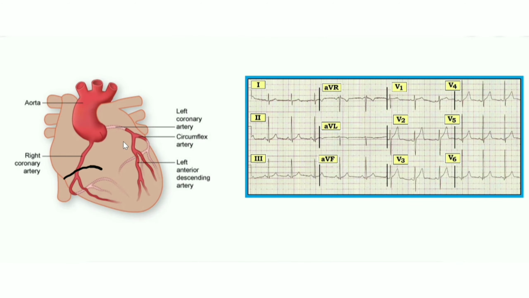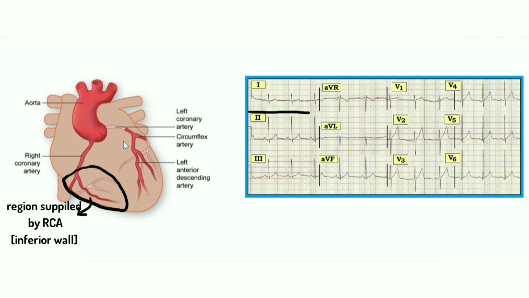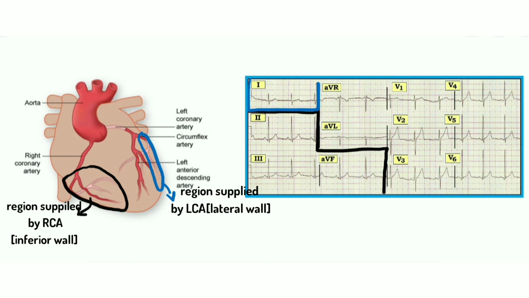Now, the region of the myocardium supplied by the right coronary artery can be represented in the ECG as the inferior leads. They are leads 2, 3 and AVF. Next, left circumflex artery. The region of the myocardium supplied by the left circumflex artery can be represented in the ECG as the lateral leads. Lead 1, AVL, V5 and V6 represent the lateral leads.